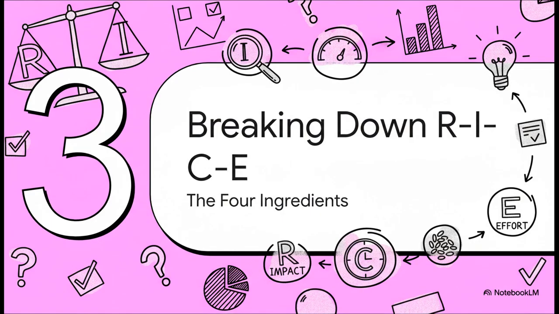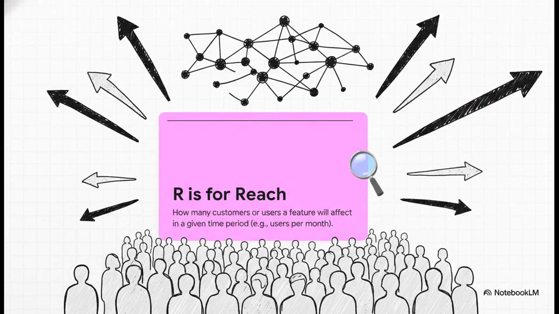All right, now for the fun part. Let's really get into the nitty-gritty of what makes this framework so effective. We're going to break down each of those 4 letters, R, I, C, and E, so you know exactly what they mean and, more importantly, how to measure them. First up, R is for reach. This is all about scale.